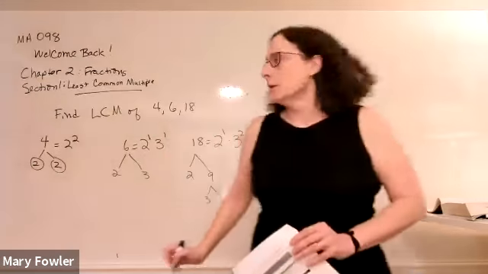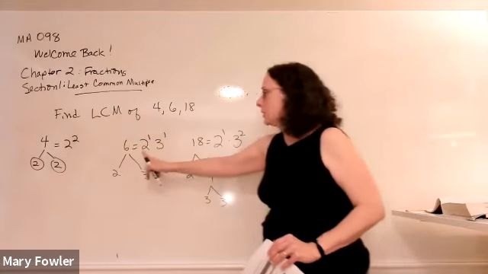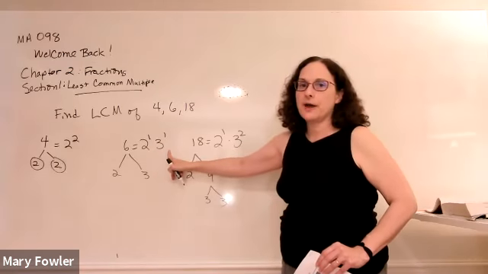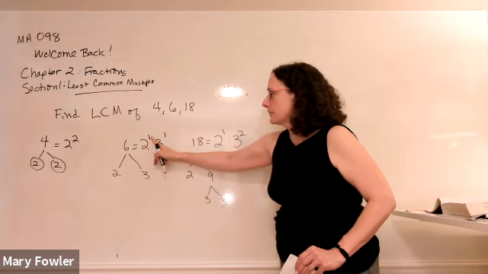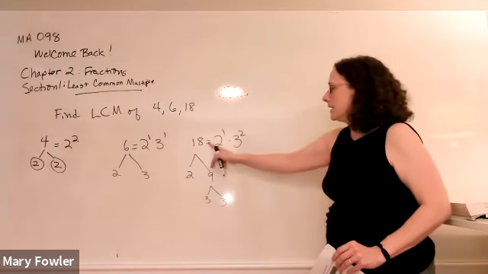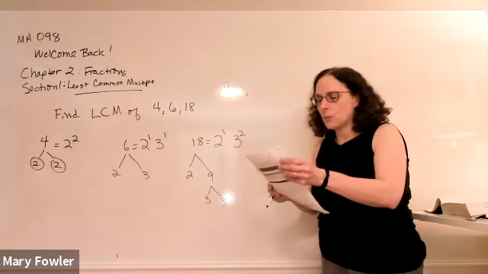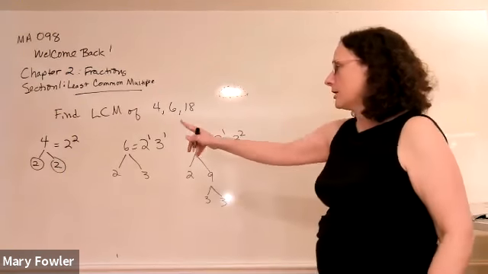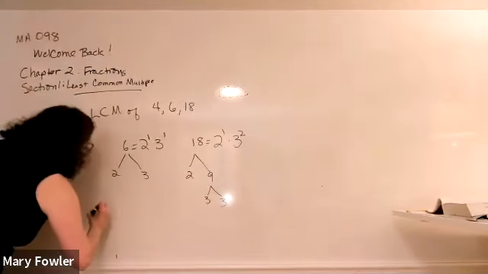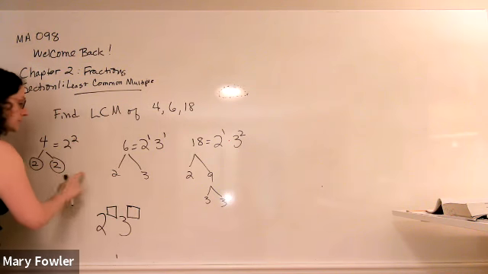Okay, so we have 4 is 2 raised to the power 2. 6 is 2 times 3, both to the 1 power, and 18 is 2 times 3 times 3. Okay, so then what we're going to do is make a list of the prime factors that are in all of them, and the prime factors are 2, and I'm going to put a little box up here for my exponent, and 3. That's all we got.